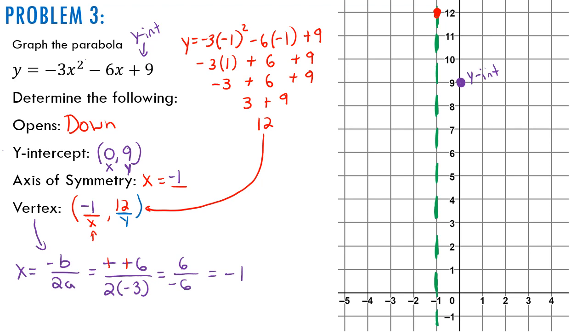All right, we're almost done. We need one more point, and once again, we can use our axis of symmetry to help us find it. We can see that the y-intercept is 1 unit to the right of the axis of symmetry, so there's another point 1 unit to the left. And that's graphing parabolas in their 3 different forms: vertex form, factored form, and standard form.